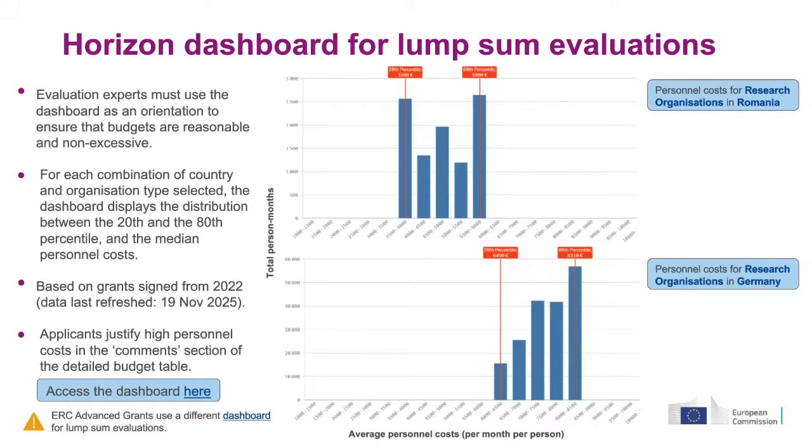And you can see here the example. It's research organizations in Romania and research organizations in Germany. There is a significant difference in the average cost. But of course, we also see that different organizations in the same country have different costs that they signed in grants in the last 3 years. So I leave it here.